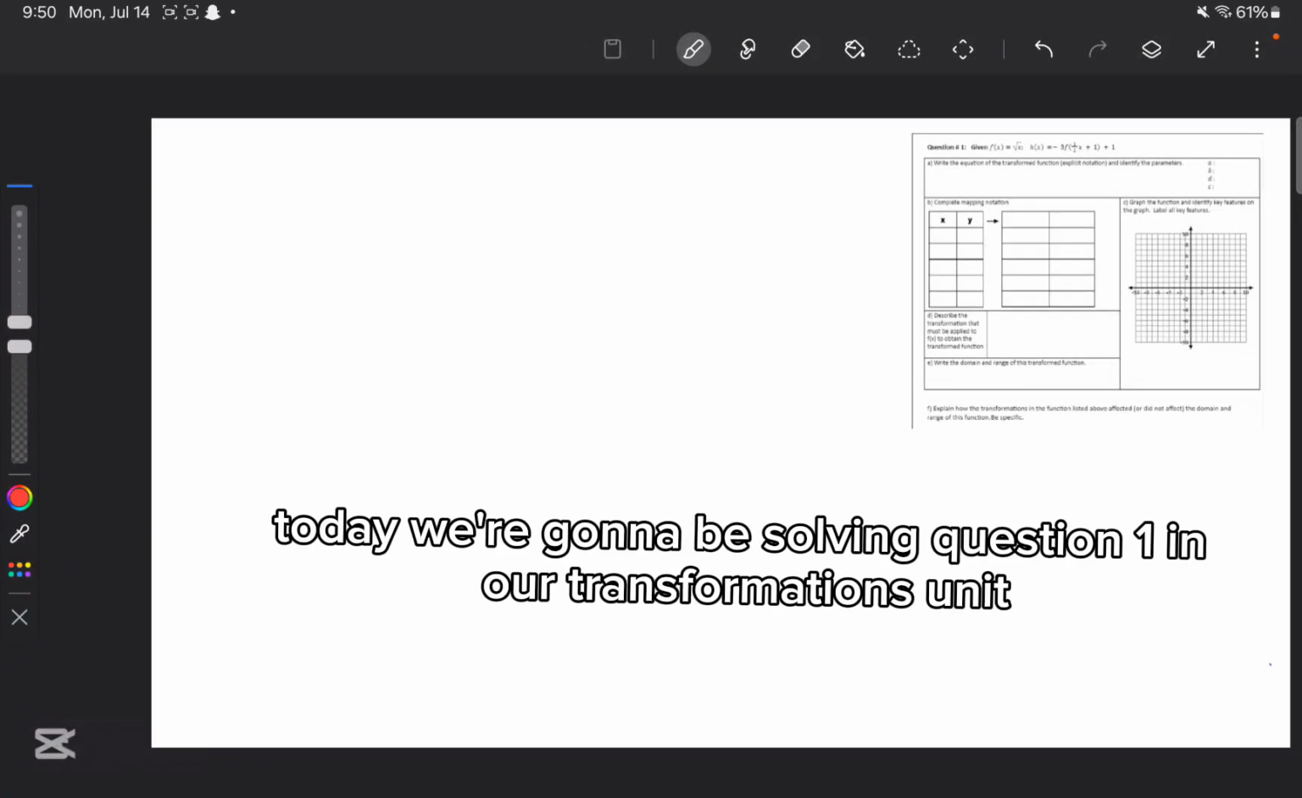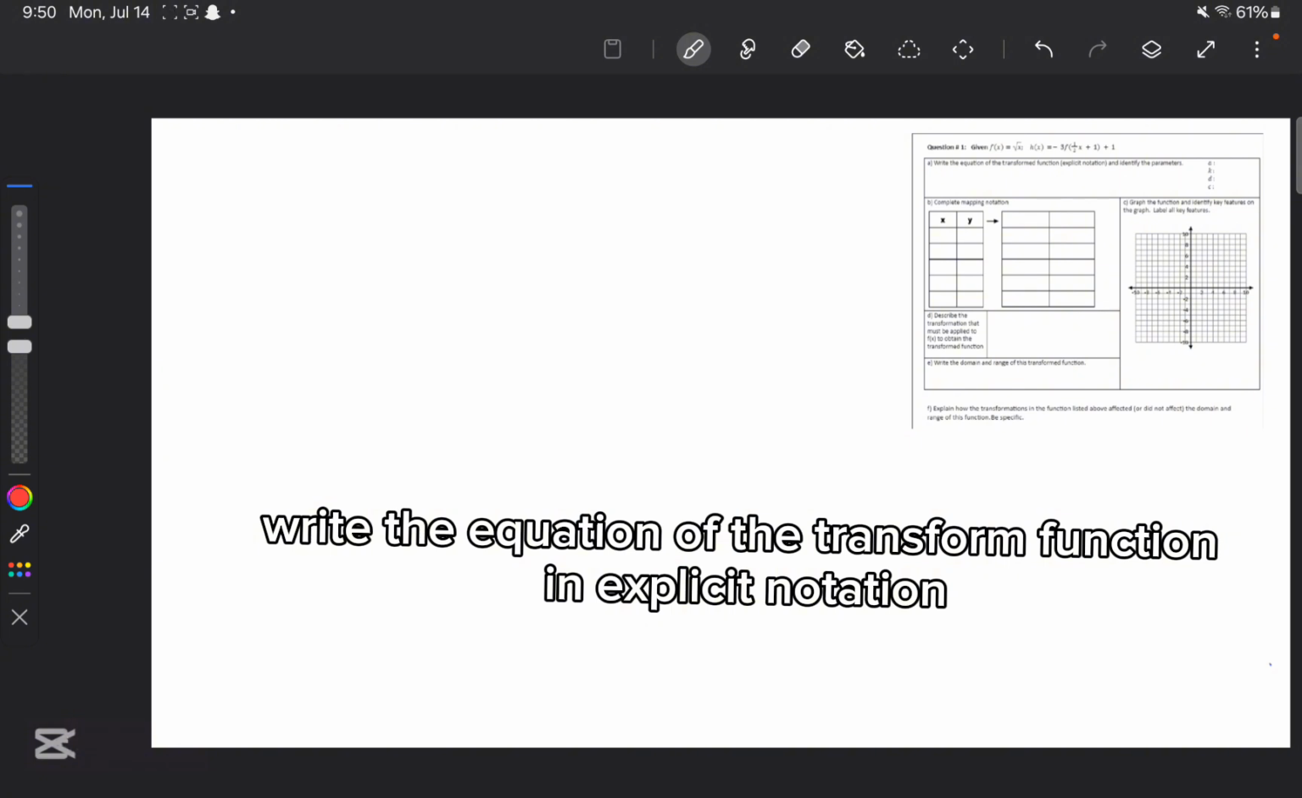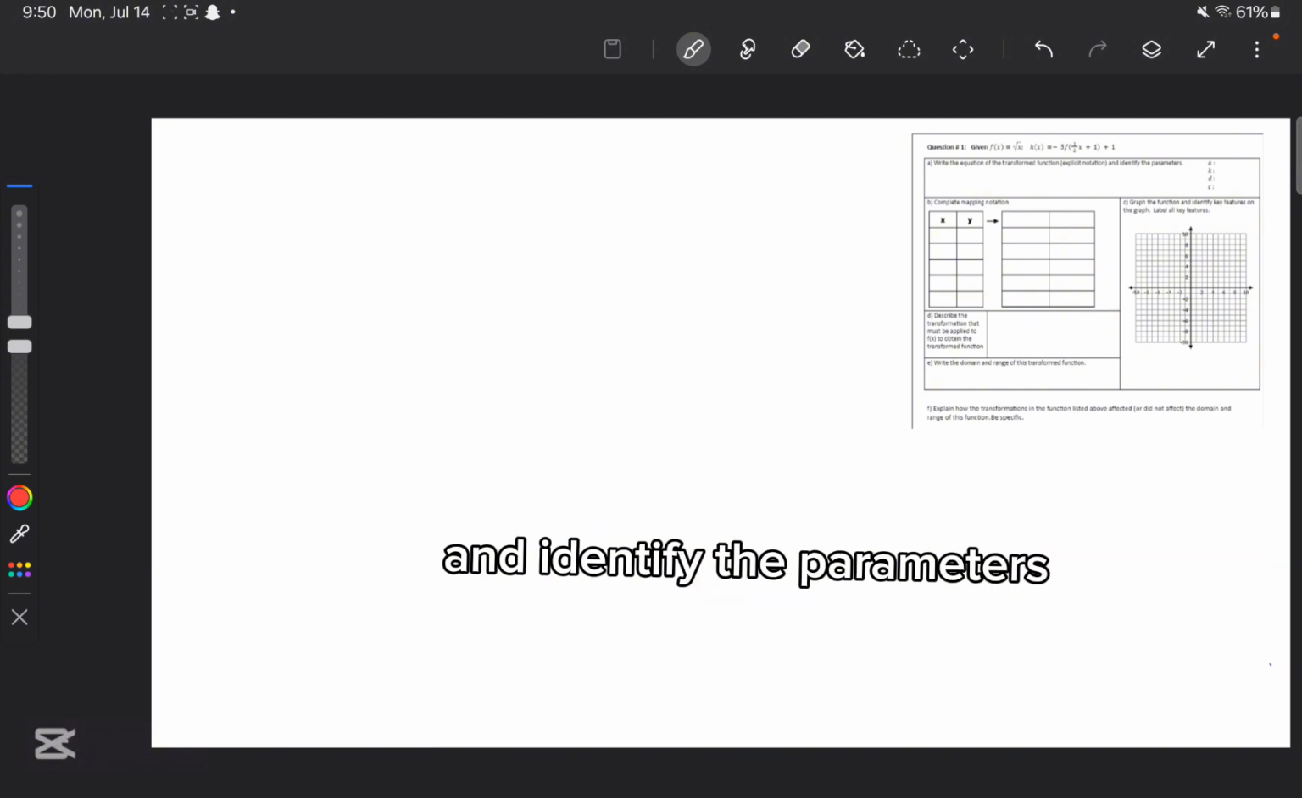Today we're going to be solving question 1 in our transformations unit. So let's start and get into the mix, and we're going to start with part A. Write the equation of the transform function in explicit notation and identify the parameters.